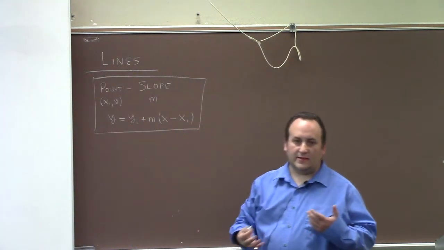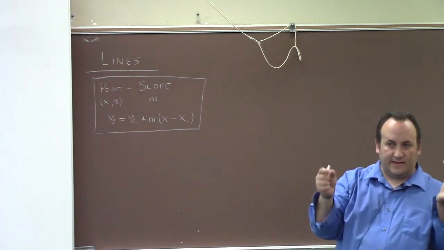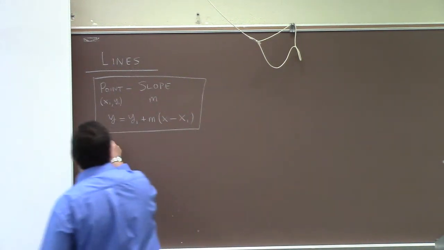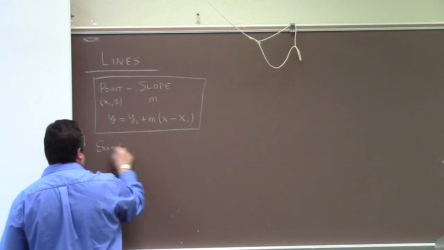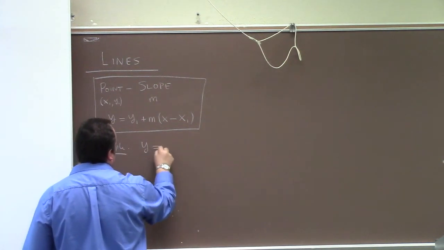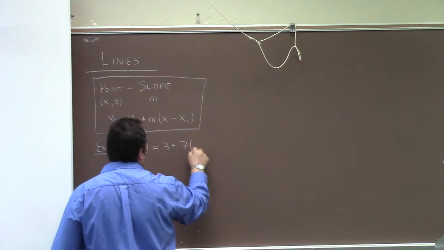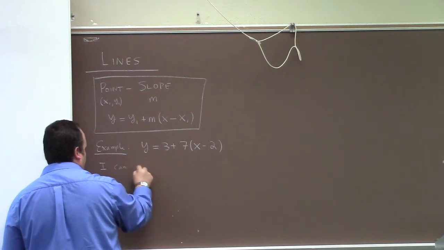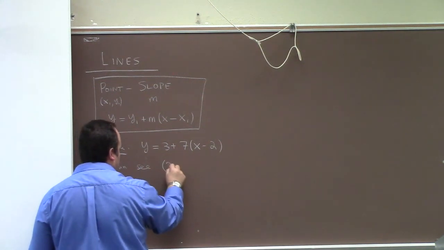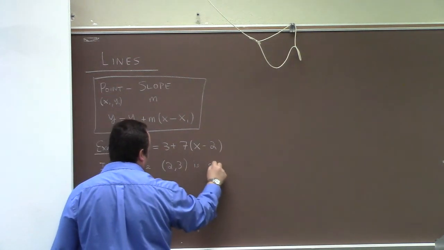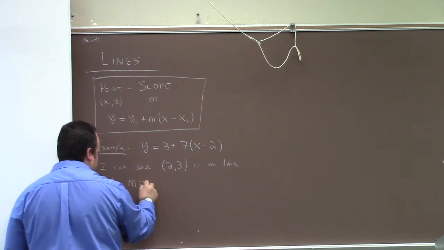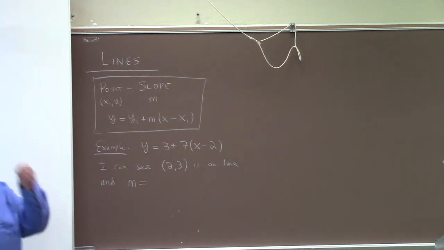What that's going to do is give you a line that has the point x1, y1 on the line, and it has slope m. For example, if I wrote down y is equal to 3 plus 7 times x minus 2, I can see that the point 2, 3 is on the line, and the slope m is what? 7, right?